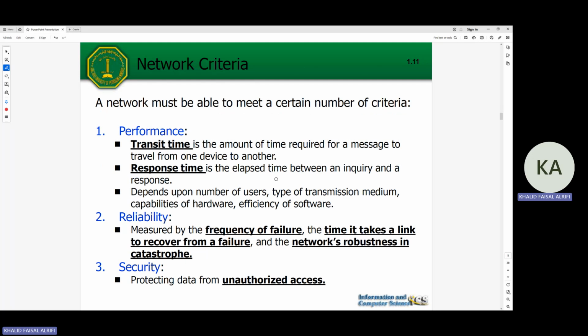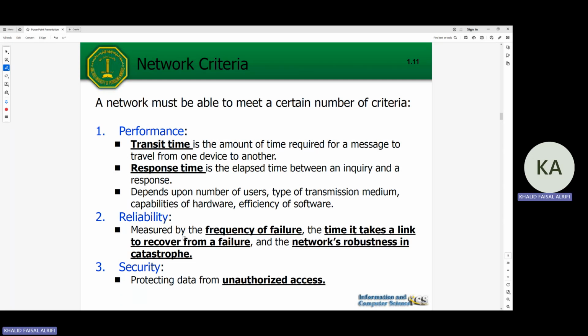Network criteria. We have criteria for the network so that we can measure it. Networks must be able to meet a certain number of criteria. First of all, the performance. We have the transit time, which is the amount of time required for a message to travel from one device to another. I guess it's clear. Response time is the elapsed time between the inquiry and the response. It depends upon the number of users, type of transmission medium, capability of hardware, and efficiency of software. So these are the factors that affect the response time.